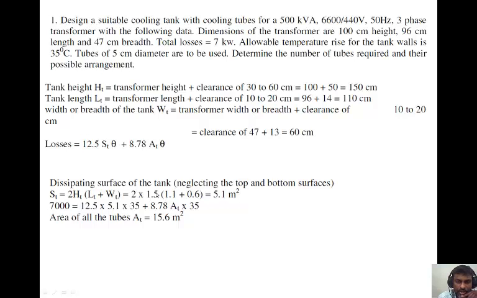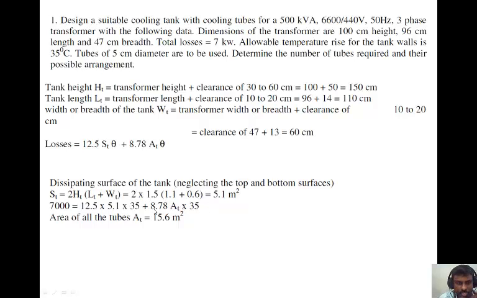So the dissipating surface is going to be, I just convert everything into meters so that the dissipating surface comes in meter square. So 2 into 1.5, that is with clearance. Remember this one, usually if you are calculating the dissipating surface of the tank, that is with the clearance of the tank. So it is 1.5 meters into (1.1 meter plus 0.6 meter) equals 5.1 meter square. So the total losses given is 7000 watts. So 12.5 is in the formula, theta allowable temperature is 35 degrees Celsius, plus 8.78 At into 35.